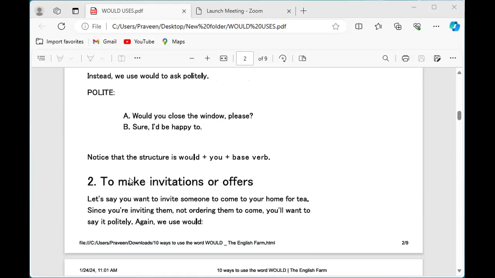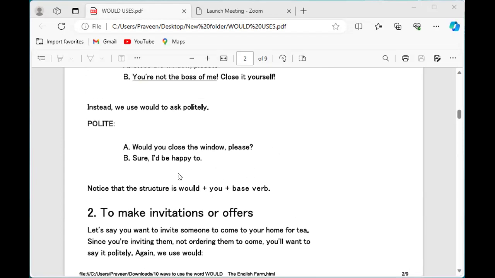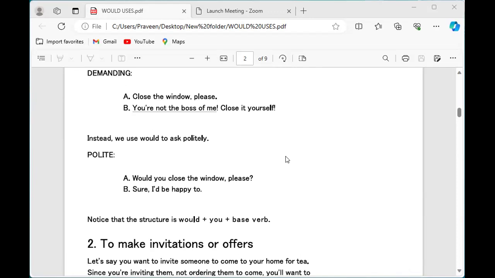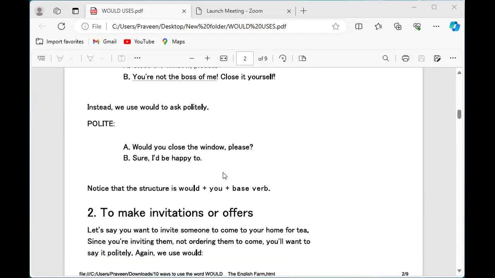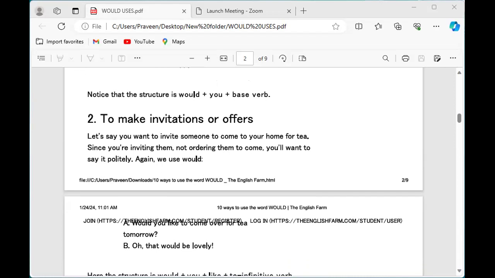I already told you about regular verbs, base verbs, and present verbs. Like if the past tense is wanted, then the present tense, the base verb, is want. So, base verb here. I'll explain while doing.